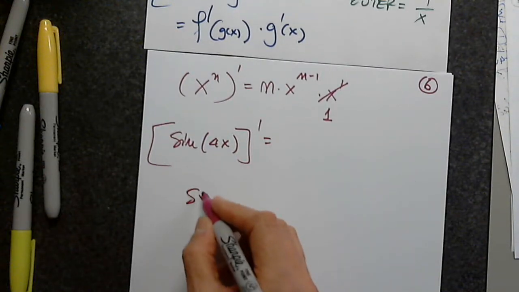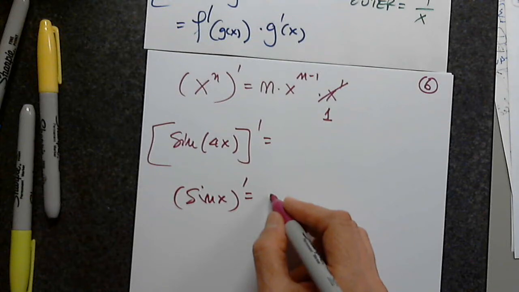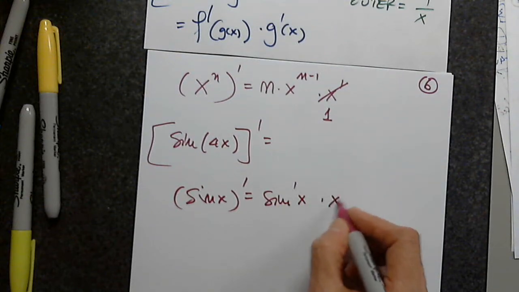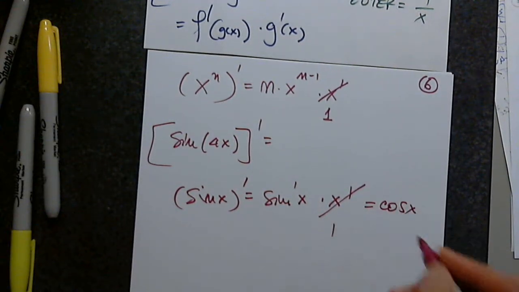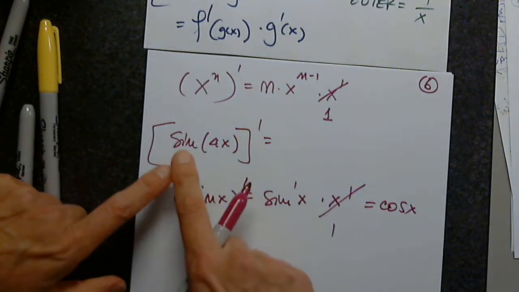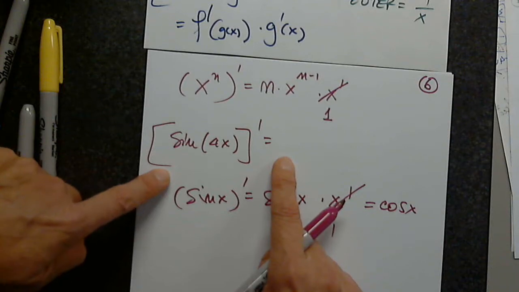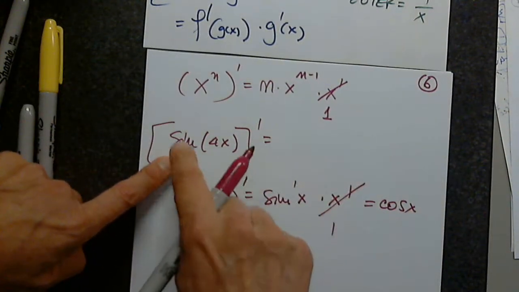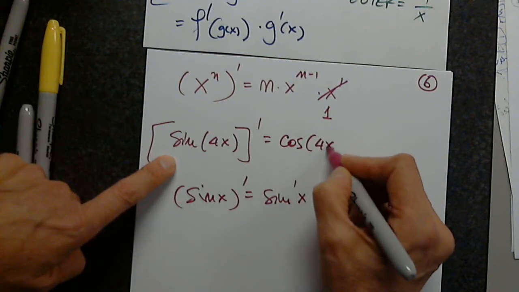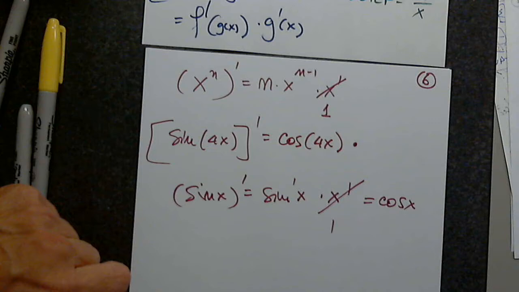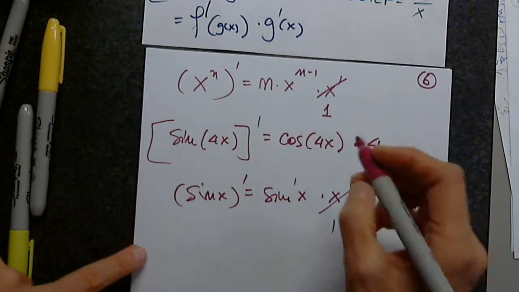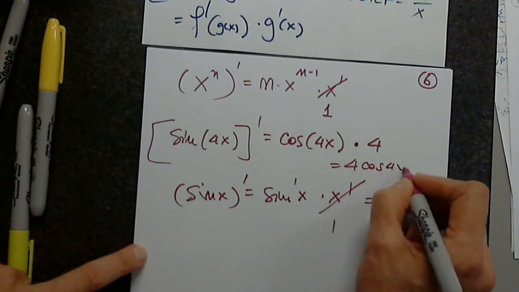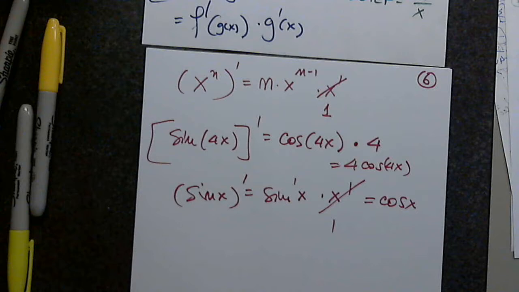If you differentiate sine x, you would say sine prime multiplied by the inner function prime. But there is no need, because this is 1, and you will automatically say cosine x. So then sine of a function prime is, yes, cosine of 4x multiplied by? No, because the derivative of 4x is 4 times the inner function prime. So, of course, I will rearrange it as 4 cosine 4x. And that's the end of it.